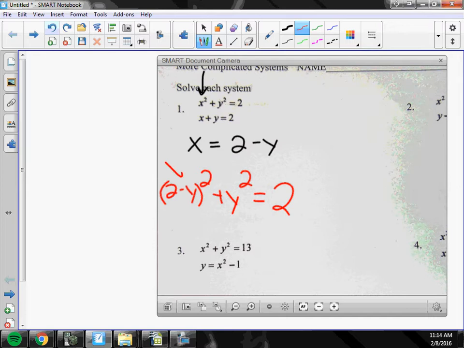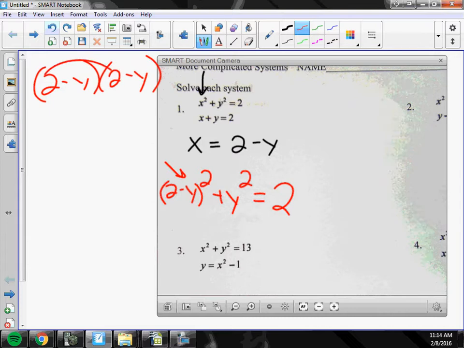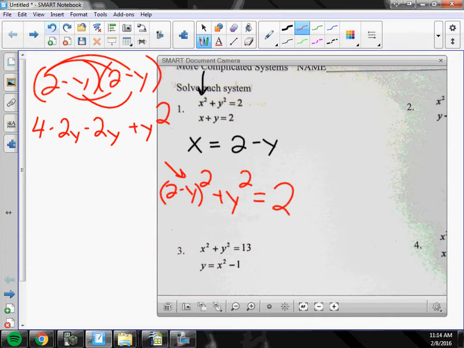So I need to distribute this out. 2 minus y times 2 minus y gives me 4 minus 2y minus 2y plus y squared. Now I need to add to that y squared and what else? It equals 2, but I need it to equal 0, so I'm going to subtract the 2 over. So I'm going to subtract this 2 to that side, and I have minus 2.